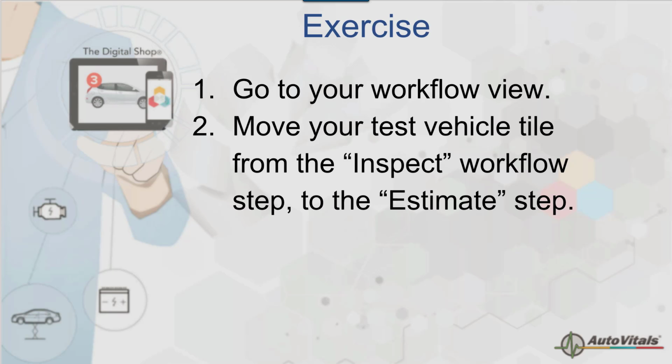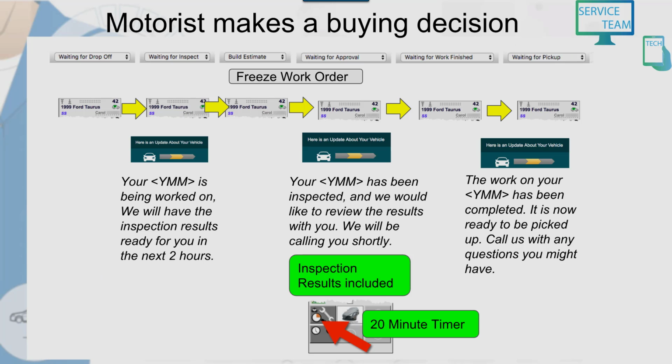the next step. So you should already be at this point by now. We should have it in the estimate step. And what we want to do is make sure that we move it through the workflow steps as we go on. So we should be in the building estimate mode right now. We're going to finish the estimate and then move over to waiting for approval.